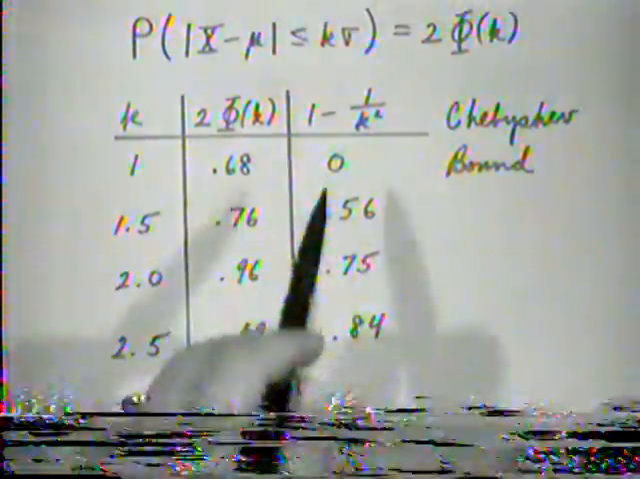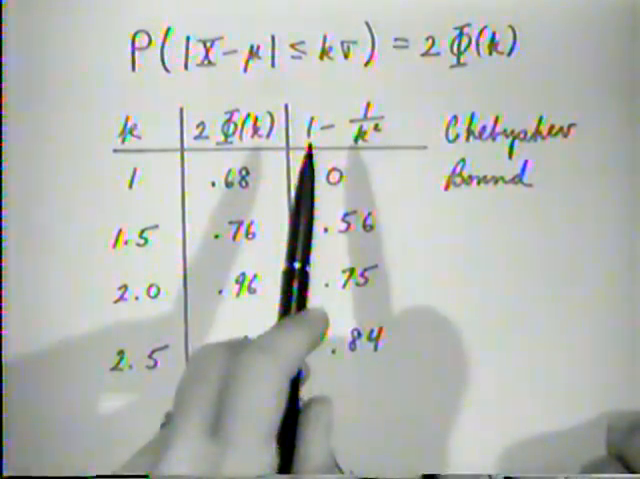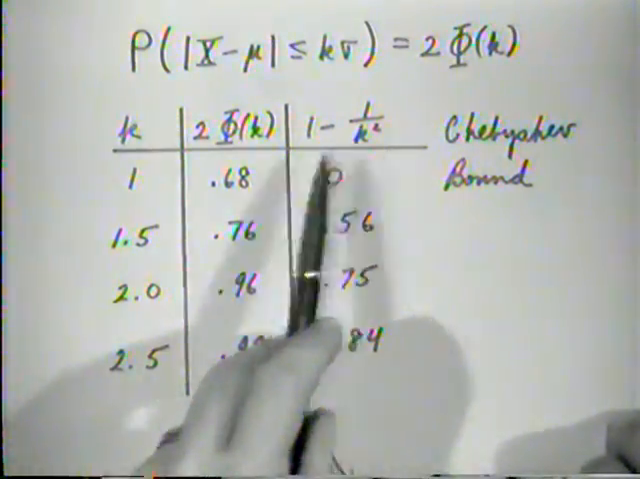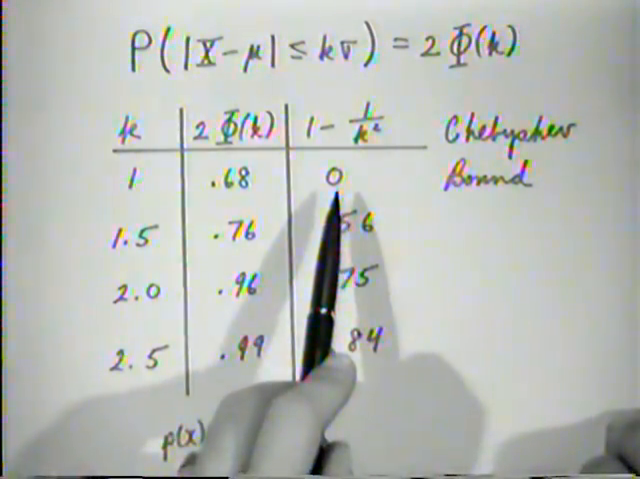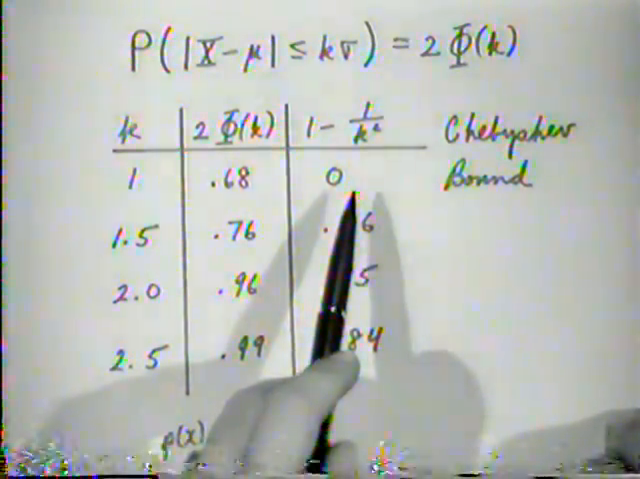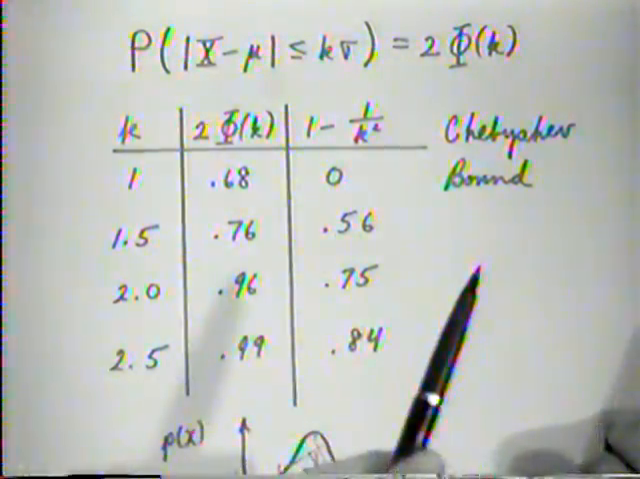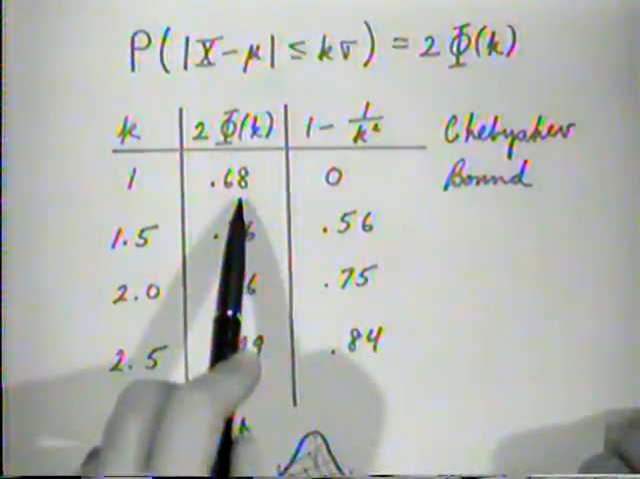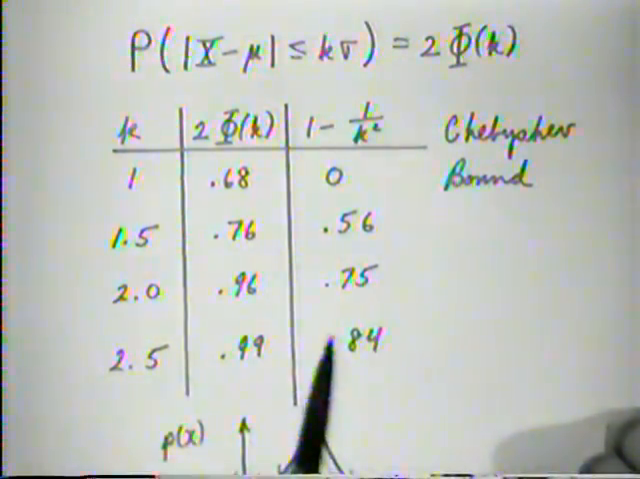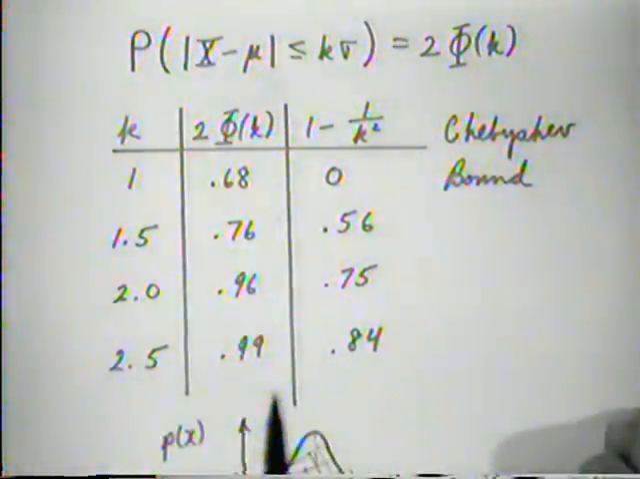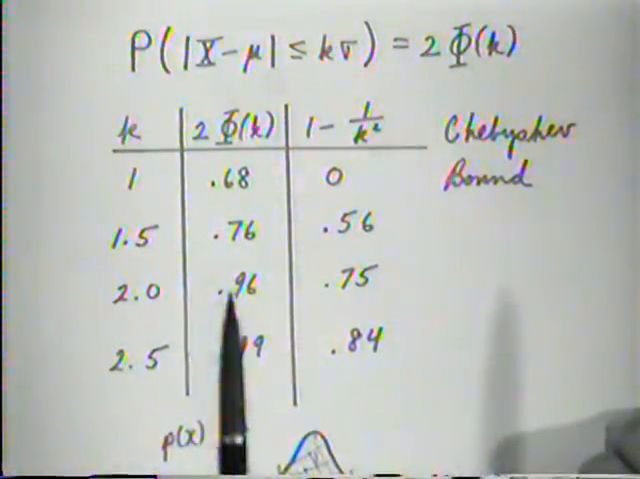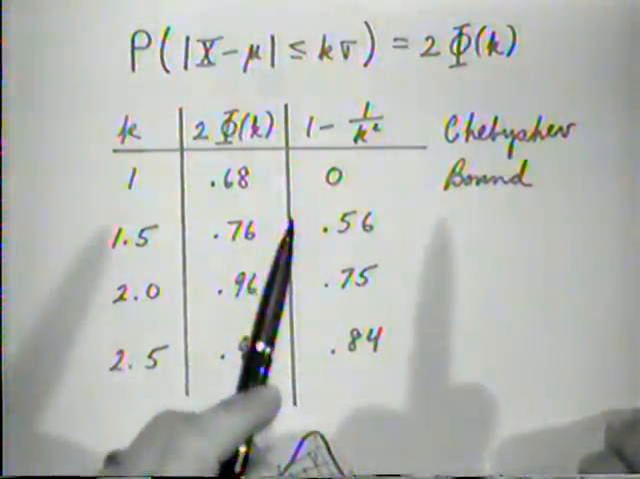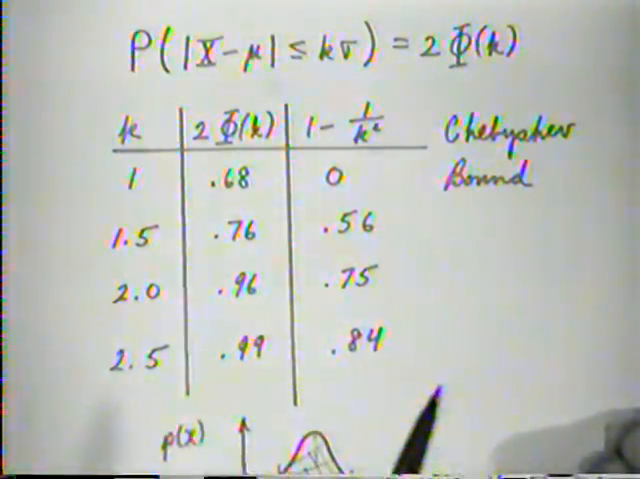The Chebyshev bound tells us that that probability is greater than 1 minus 1 over k squared, where k is 1. So the Chebyshev bound just tells us that that probability is greater than 0. Well, that's true, but not very informative. The exact value in the case of the Gaussian turns out to be 0.68. And that's a very important number to remember, because what it says is that a Gaussian random variable has a 68% chance of being within 1 standard deviation of its mean.